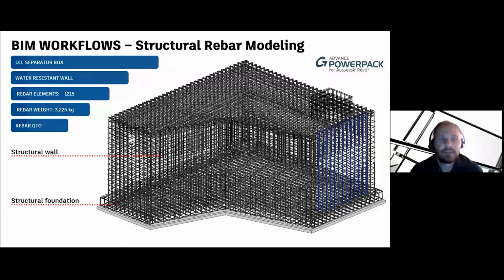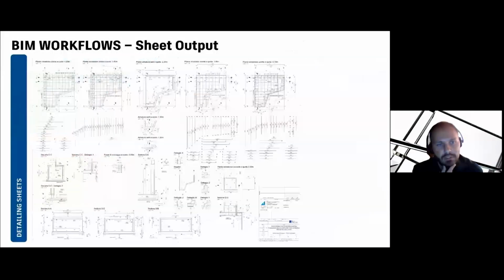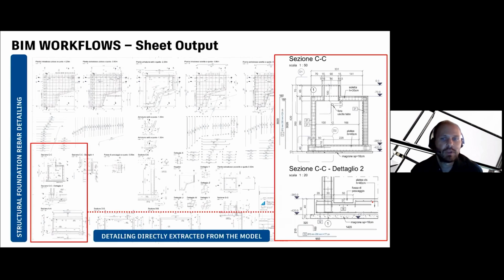So this is another example, but what is the final output? That was the modeling, and this is the final output. In this case, this is an example of one of the 75 sheets that we have produced for the structural project, where on the right we can see a detail, a zoom in.